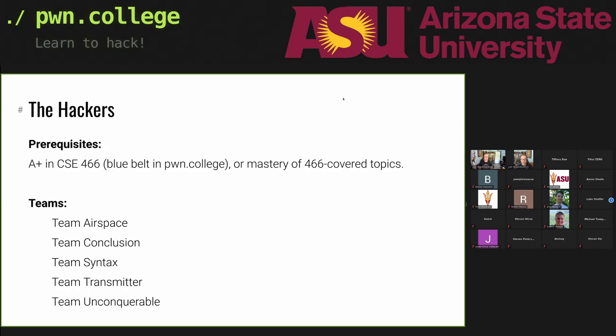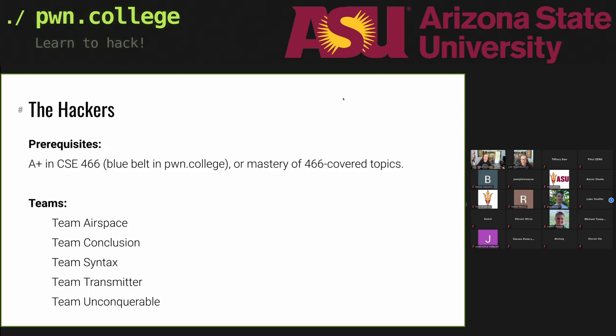I required for this class an A plus in pwn college, roughly equivalent to a blue belt. You can actually get an A plus in the class without quite getting your blue belt. So everyone was either blue belt or right there, one challenge away or something. Or alternatively, graduate students who came to ASU, where pwn college is an undergraduate course, if they were confident in the appropriate skills, they could also take it. So my graduate students also took this class.